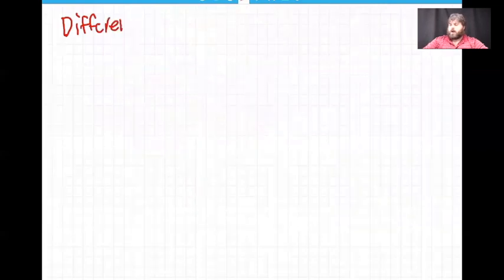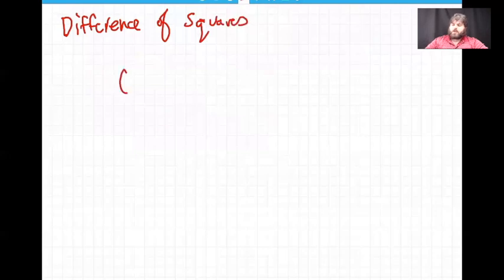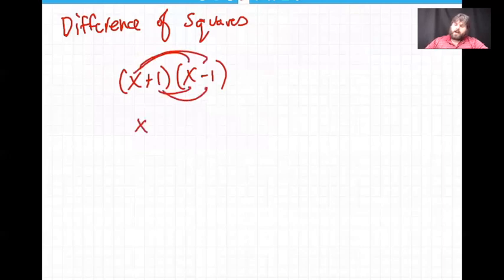All right, last factoring thing I'm going to talk about is a difference of squares. So how this works, let's say I have x plus 1 times x minus 1. Okay, if I multiply this out, I'm going to get x squared minus 1x plus 1x minus 1. Okay, what happens to the middle terms? Minus 1x plus 1x goes to 0, makes 0x. So I'm left with x squared minus 1.